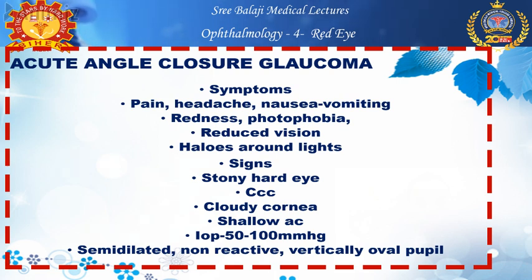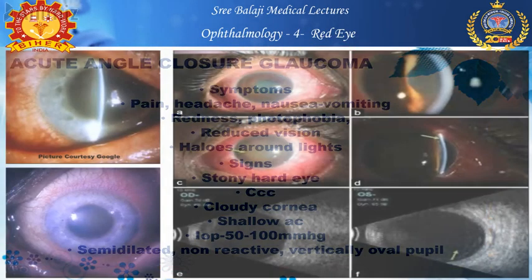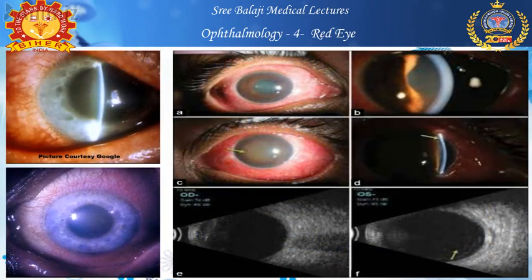So here you see the picture of a vertically oval dilated pupil which is not reacting to light. In the first picture you can see the shallow anterior chamber, and in the other picture you can see edema of the cornea as well as a shallow anterior chamber, which are suggestive of acute angle closure glaucoma.